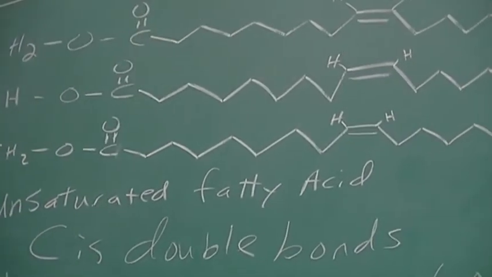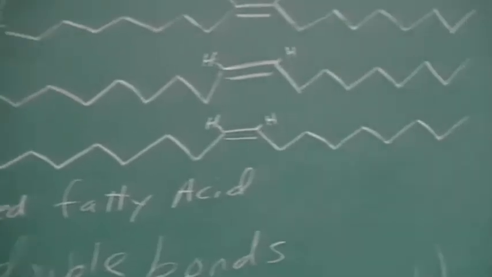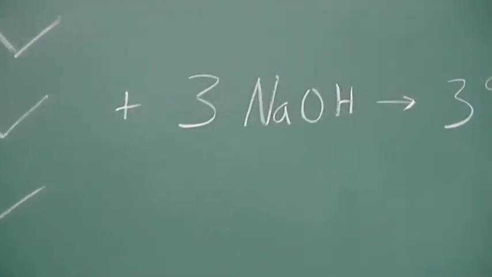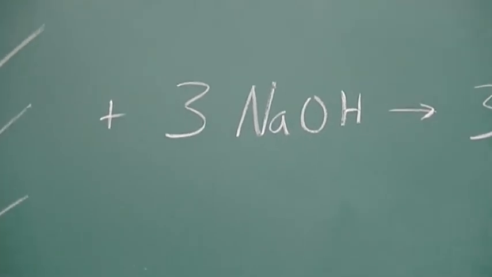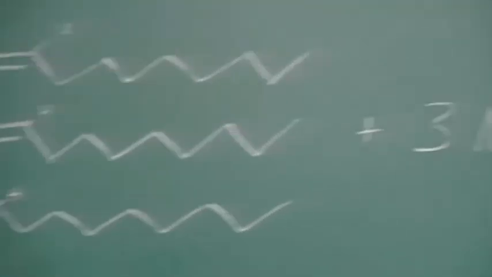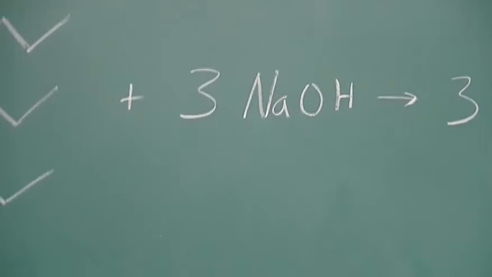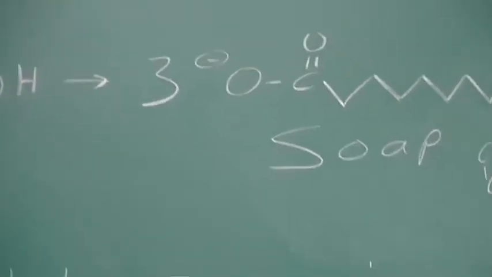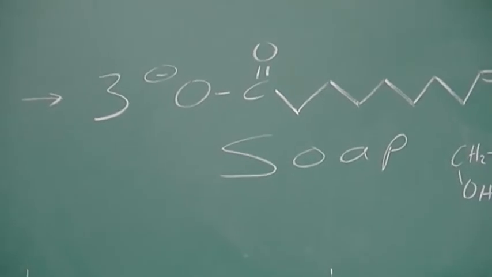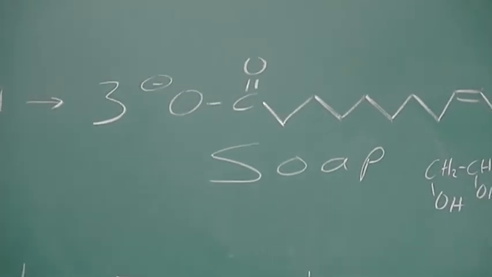Alright, so we have purchased oil. We have also purchased lye. Lye is sodium hydroxide. It's also drain cleaner. So we're going to mix our oil and our lye in a blender with some water, and we're going to form soap. And soap is simply a deprotonated fatty acid.